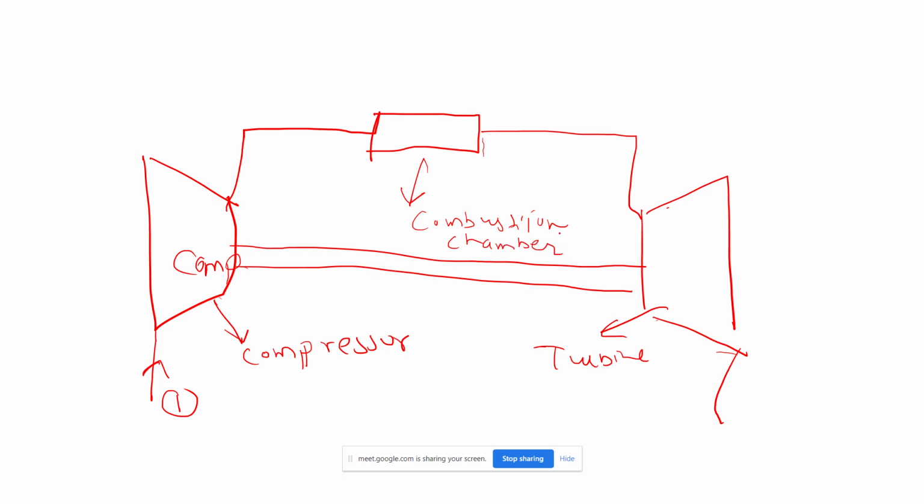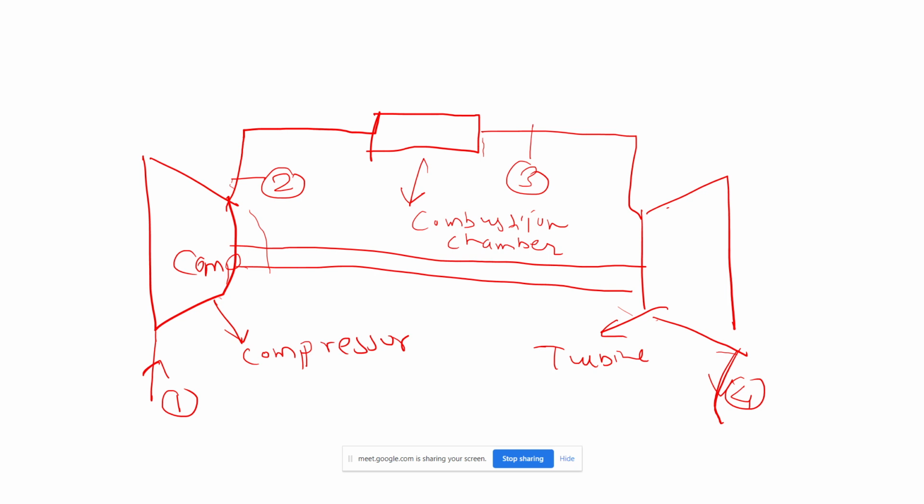Okay, so this will be our point one, this will be our point two, this will be our point three, and this will be point four. From here, at point one, we will start the process, and here we will enter a fresh charge. The charge will be air at atmospheric pressure. First the charge will enter the compressor, and the compressor will then compress the air.